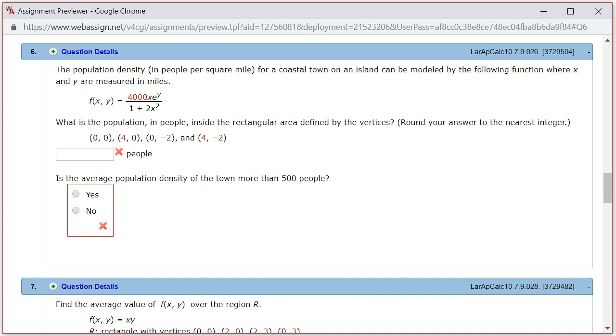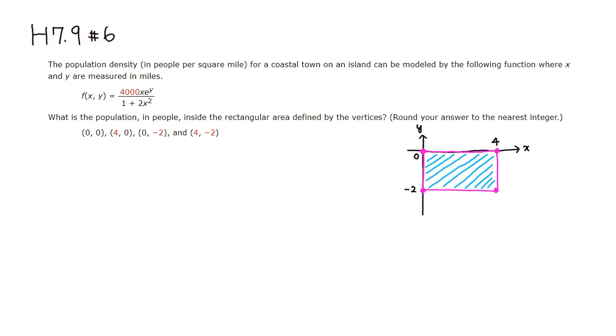All right, let's look at homework 7.9, problem number 6. We have a population density function given, and we want to find the population over a rectangular region. So let's do that. It's going to be a double integral. So the population, let's call it P, is equal to a double integral.